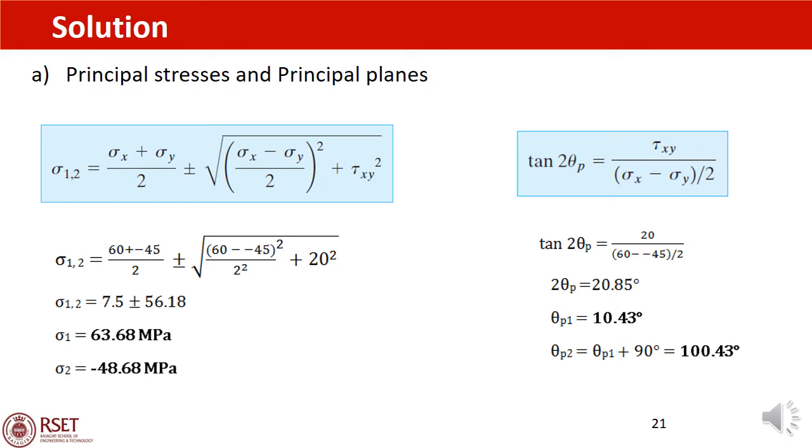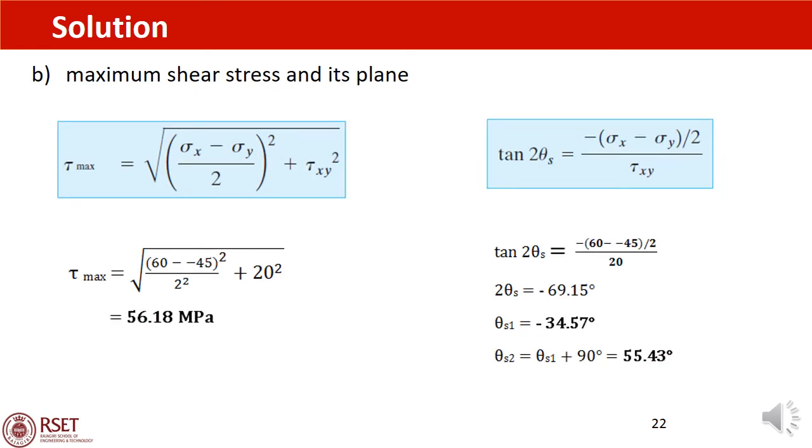Now to find out the principal planes, we have the expression tan 2 theta p is equal to tau xy divided by (sigma x minus sigma y) by 2. Substituting the given values, we get tan 2 theta p is equal to 20 divided by (60 minus minus 45) by 2. That is 2 theta p equal to 20.85 degrees, or theta p1 is equal to 10.43 degrees, and we know that theta p1 and theta p2 are 90 degrees apart. Therefore, to find the value of theta p2, we need to add 90 degrees to the value of theta p1, and hence we get theta p2 is equal to 100.43 degrees.